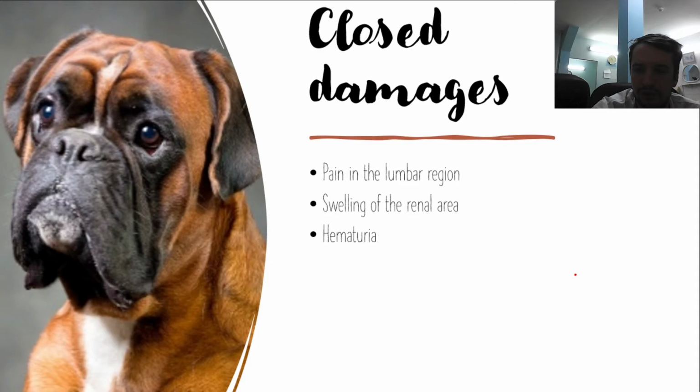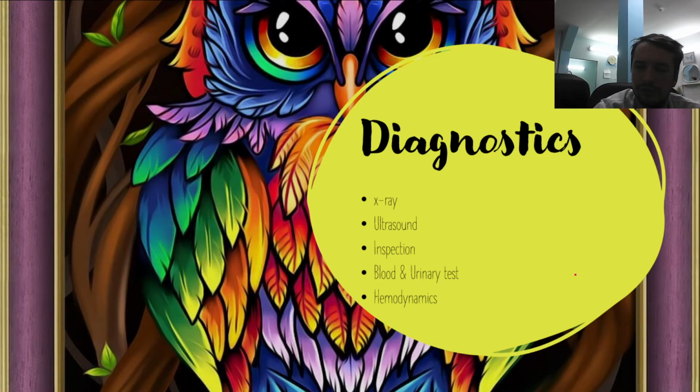Causes of closed kidney injuries. Diagnostics: X-ray, ultrasound, inspection, blood and urinary tests, hemodynamics.